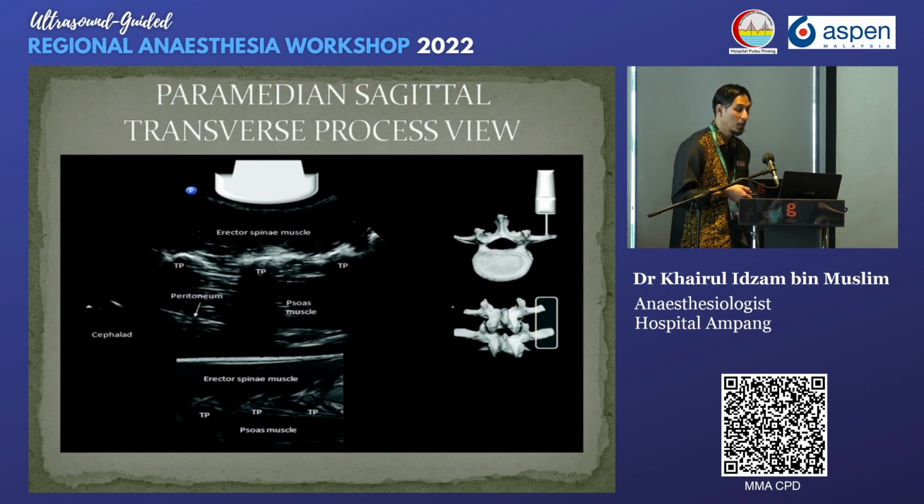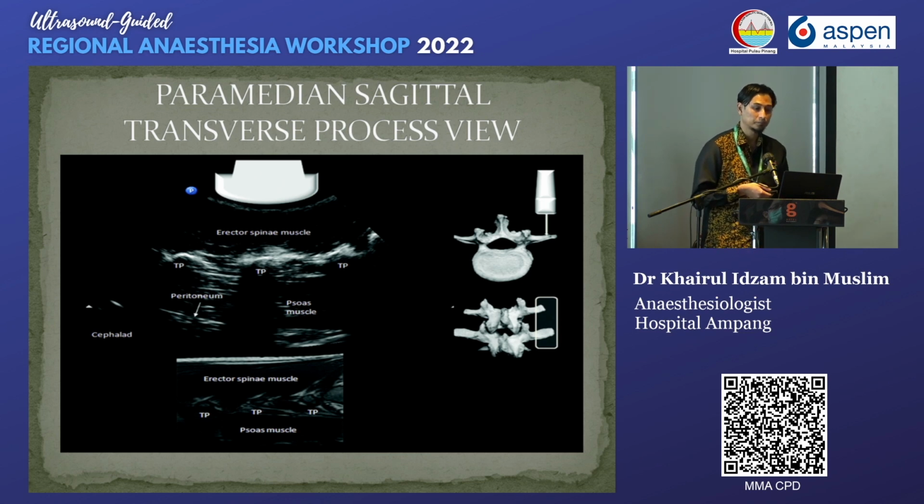So first, we must get our paramedian sagittal transverse process view. We place our transducer, which is usually a low frequency curvilinear transducer, 3 cm lateral to the midline to get this view. So we can identify the transverse process and the erector spinae muscles. Beneath it is the psoas muscle.